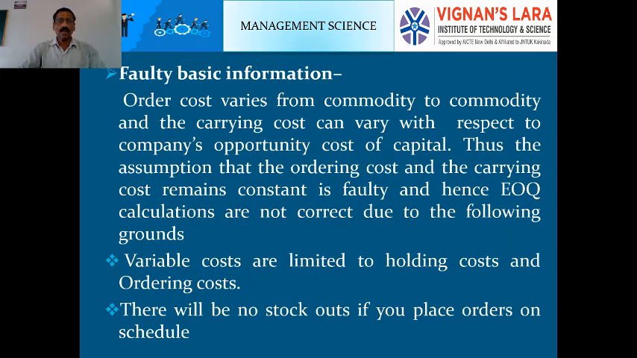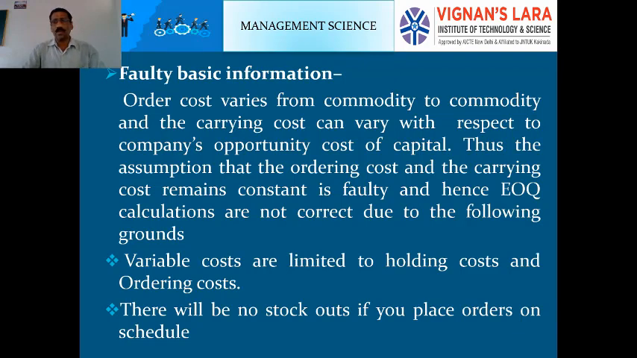Next, faulty basic information. That is, the output of EOQ is not at all correct. Why? Because it is based only on three items: annual demand, ordering cost and carrying cost. What about the other costs? For example, fixed cost, variable cost and other marginal costs. There are some other costs. Without taking these, the information is faulty.